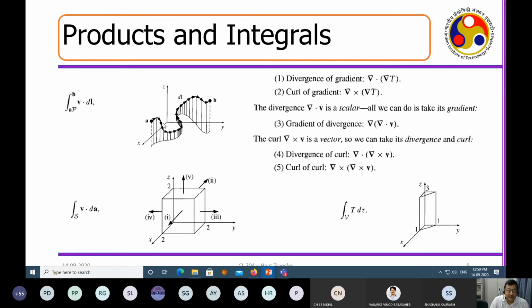Suppose I want to show a line integral, right? Each position vector I can call dl, and v is my velocity.